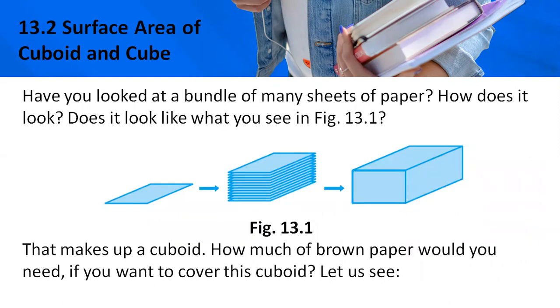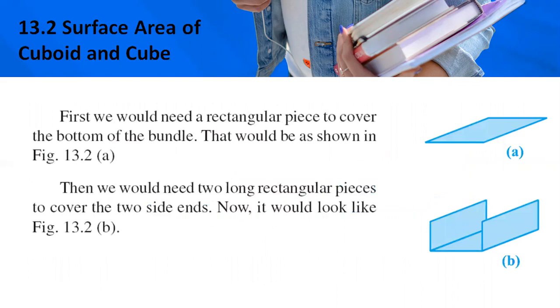Have you looked at the bundle of many sheets of paper in this figure 13.1? How does it look? It is a cuboid because the length, breadth and height are of different sizes. Now the question is, how much brown paper is required to cover this cuboid? First we need to find the rectangular piece of brown cover to cover the bottom of the bundle. Next we need two long rectangular pieces of brown cover to cover the two side ends.